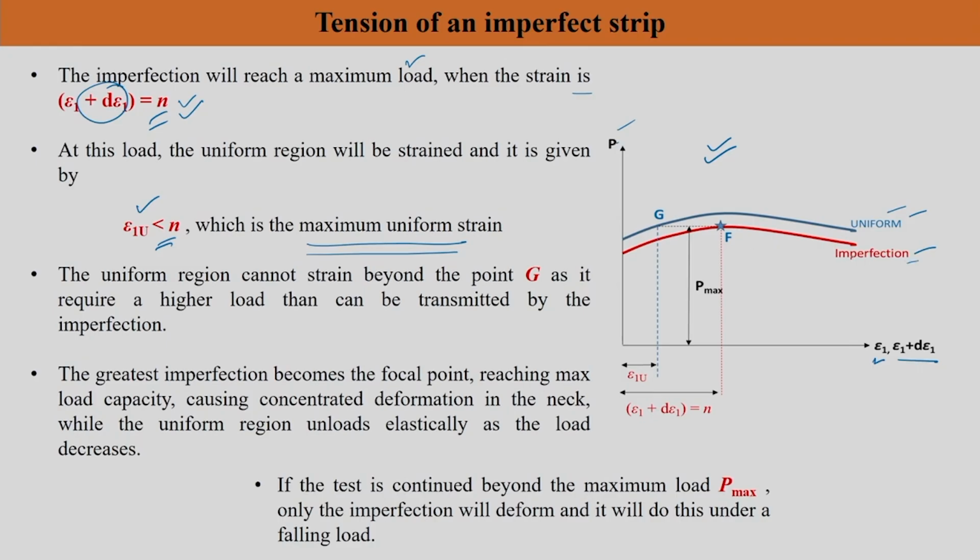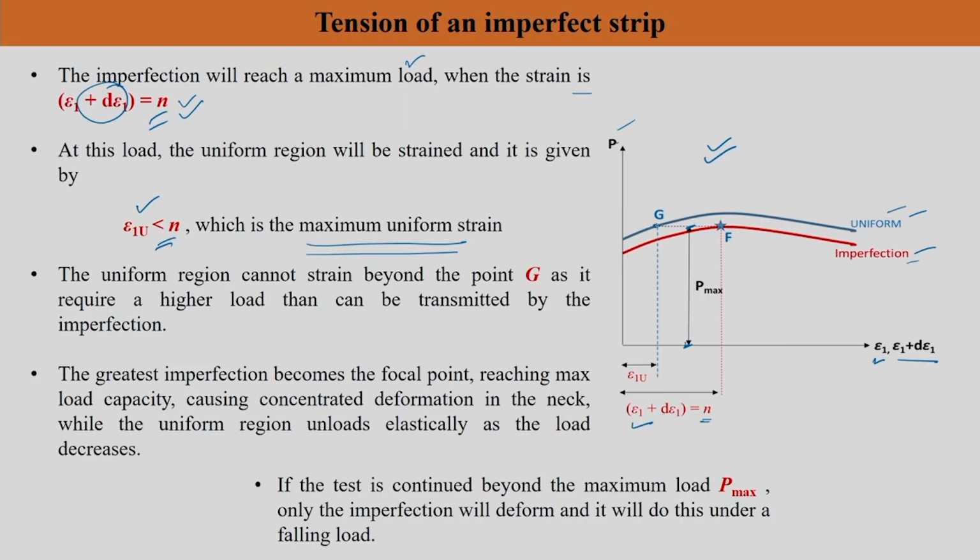And you will see that since the imperfection is going to dominate deformation, we expect this F, which is nothing but maximum load. I have drawn here the level of maximum load. When this F is reached in the red portion, you will see that this equation is satisfied, epsilon 1 plus d epsilon 1 will be equal to n. Now when F is reached, in the uniform region it will go to G.